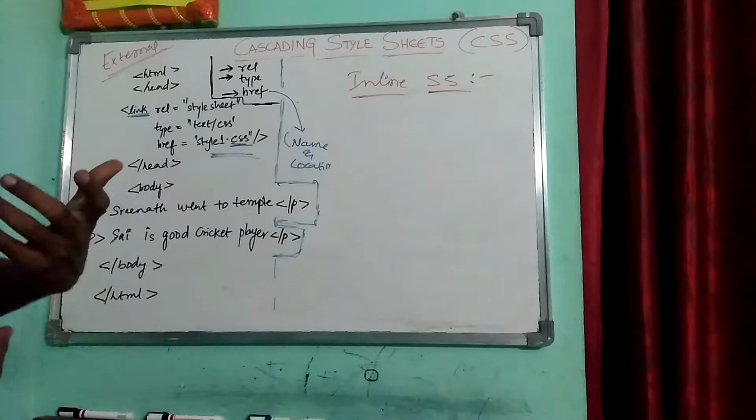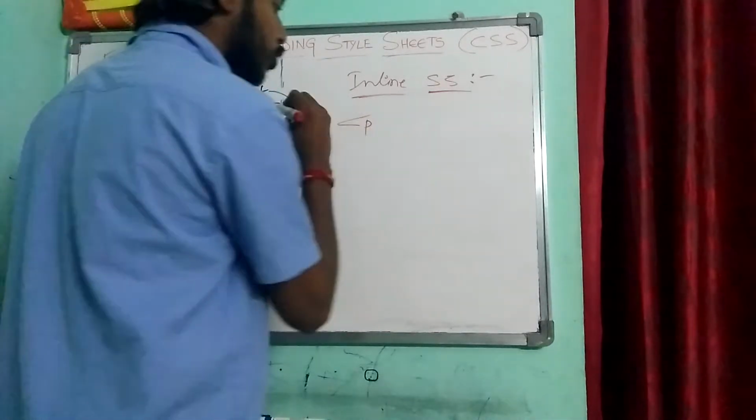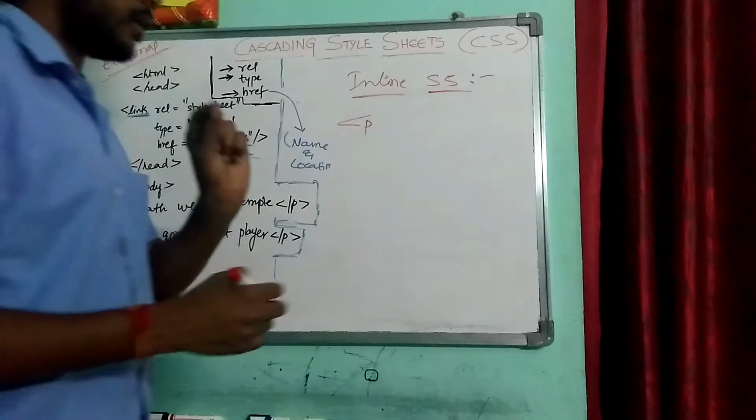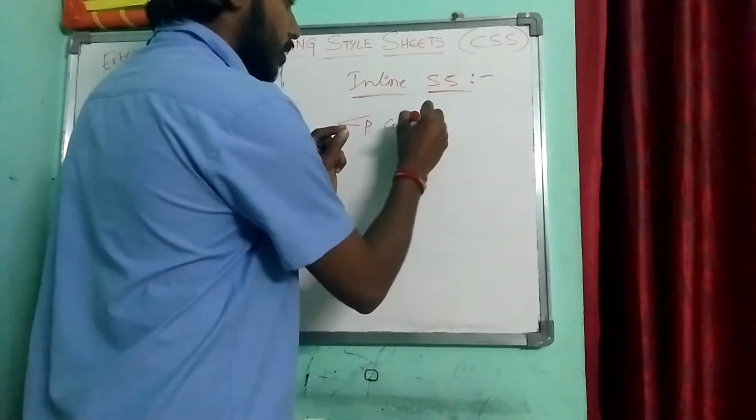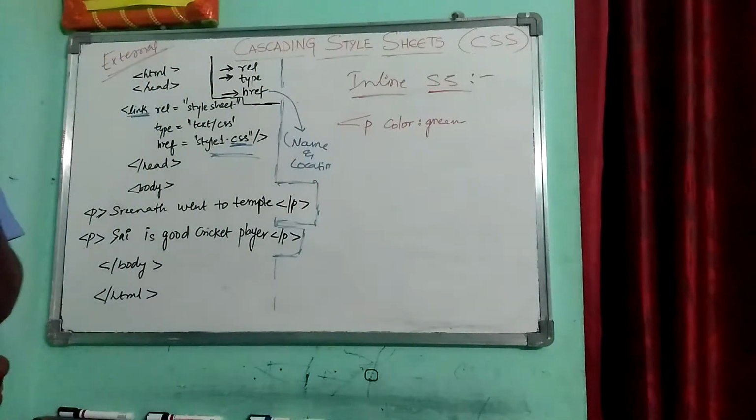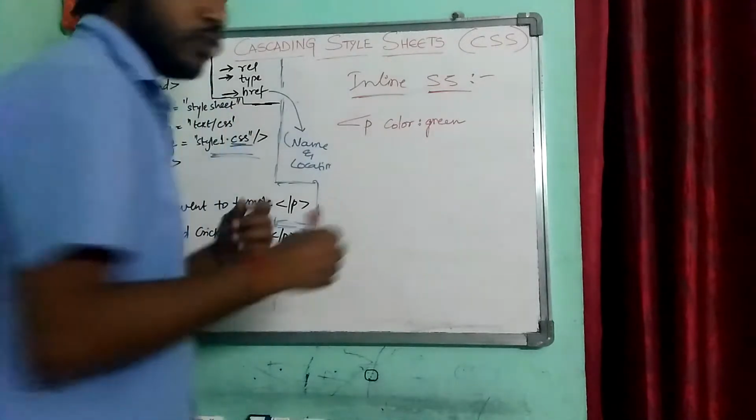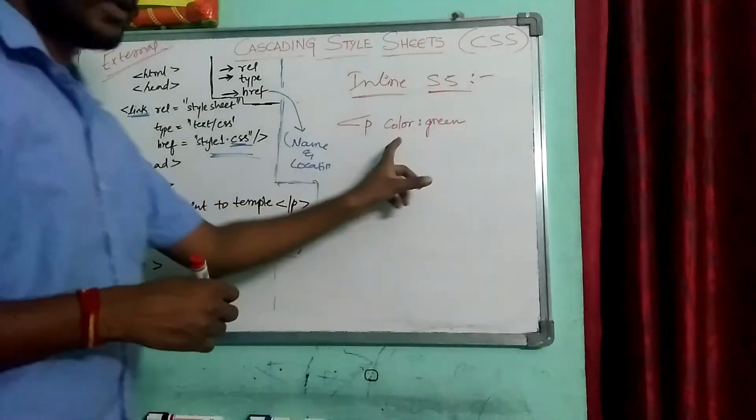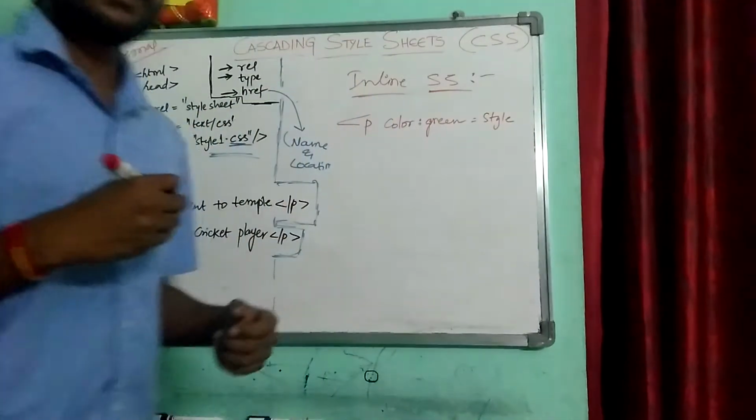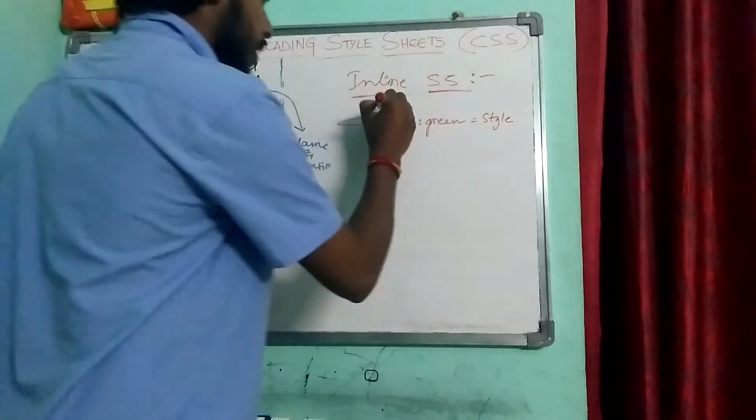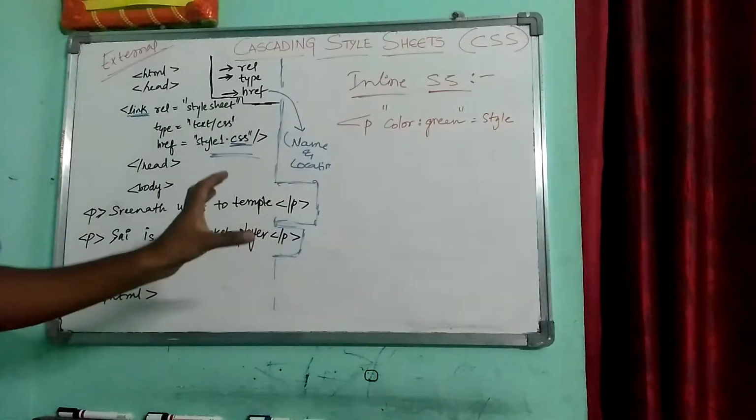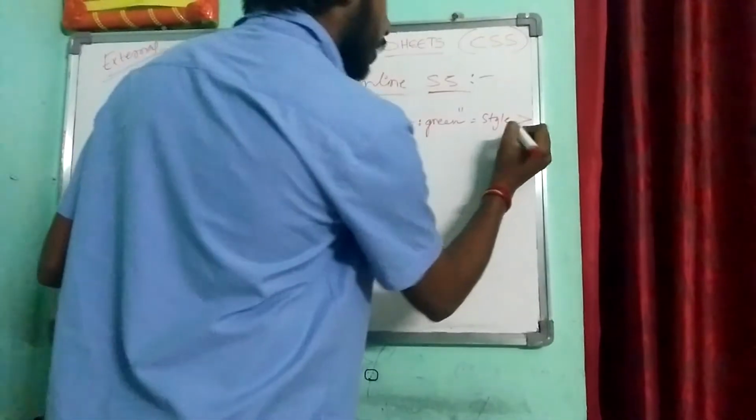So for that, I directly go to that para where the single occurrence is, and I'll say color green, or gray, whatever it may be. So I went to that para, color green. What is color green? It is the style. I'm defining the style: the style is color green. Then I'll close this and open the para tag.